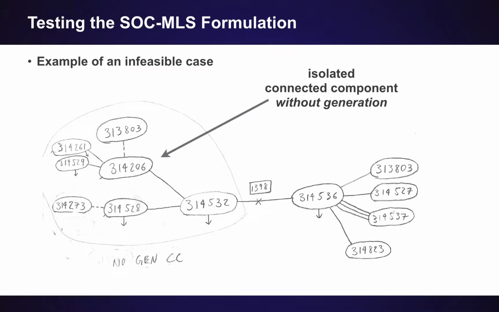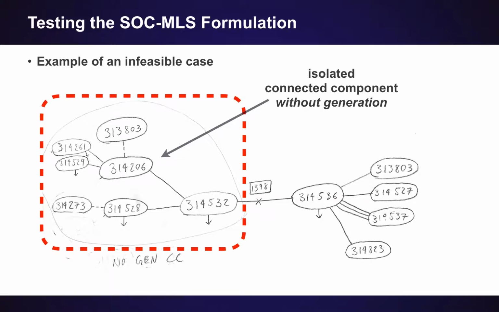Another interesting case was one like this, where essentially one line goes down, and then you have a whole connected component without generation, which is right here. And for some reason, this was causing difficulty for the numerical method to converge, even though mathematically, if you remove all this, it's the same. That kind of pre-processing seems to be very helpful for the numerical methods. So those are just some intuitive examples.